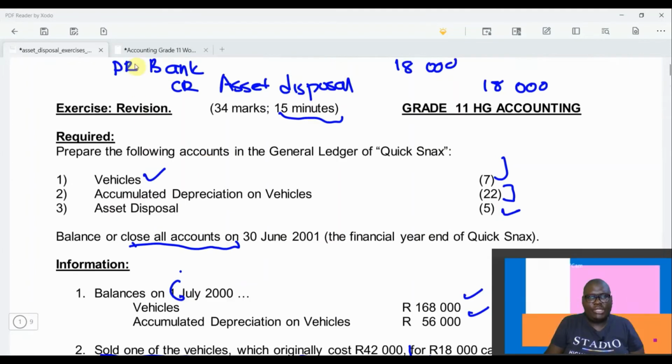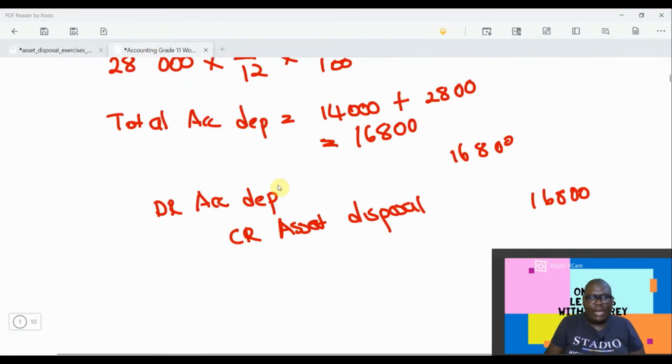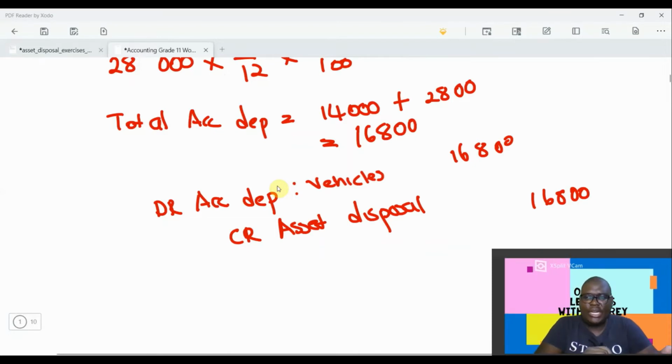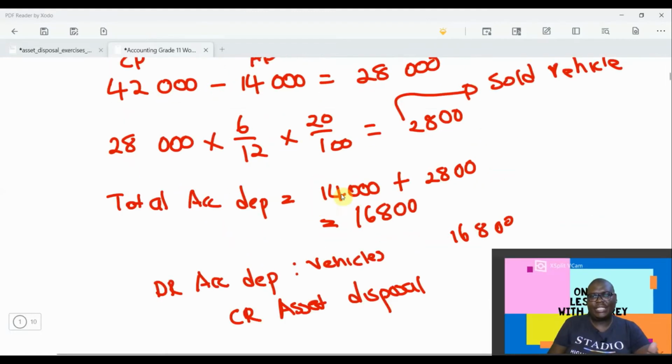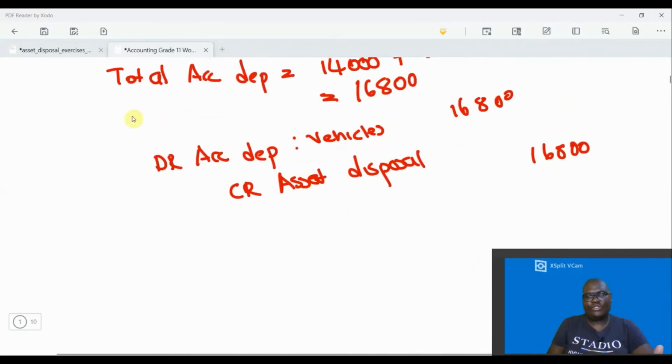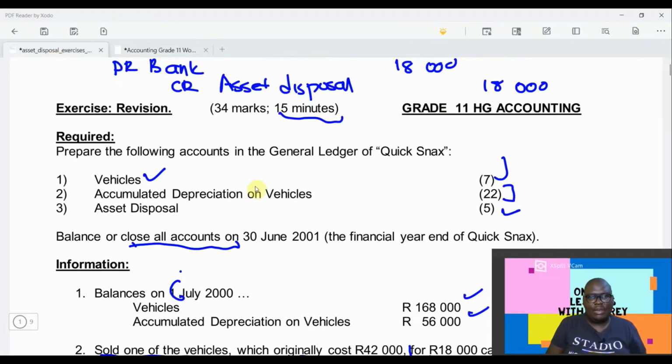Okay, so even here, maybe let's go and correct that part where I was showing you how to deal with the accumulated depreciation. Even here, remember the accumulated depreciation is on vehicles. It's very important that you show which accumulated depreciation you are referring to. You don't just say accumulated depreciation. So the accumulated depreciation on vehicles will reduce by 16,800. So the first part of that we are done.